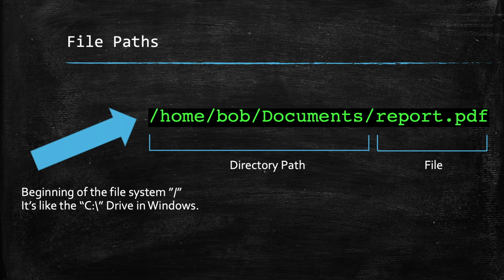So in this case, this is called the directory path. This is the location where you're currently in. So in this case, it's home, Bob, documents. And then the last part is the name of the file. So if there is a report.pdf file within Bob's documents folder, this would be the full file path to the document report.pdf. And this part, this is actually important.